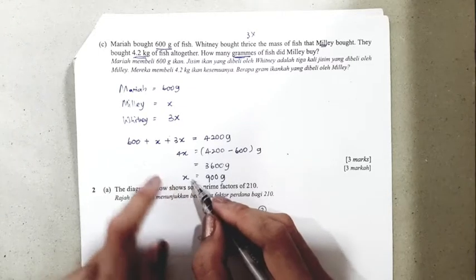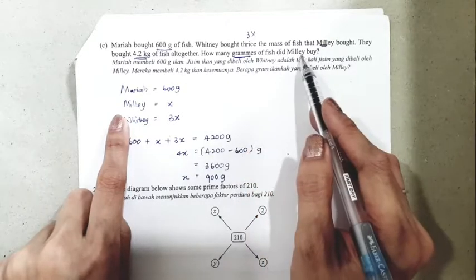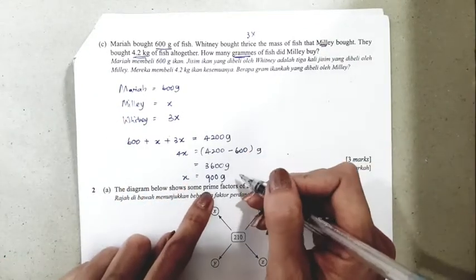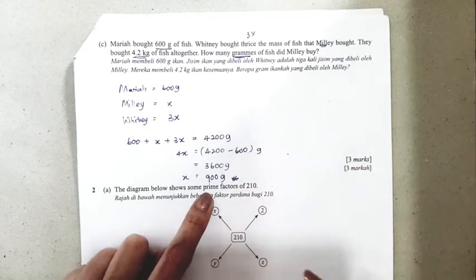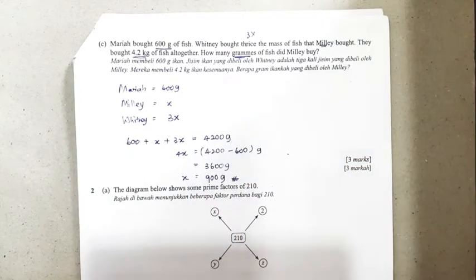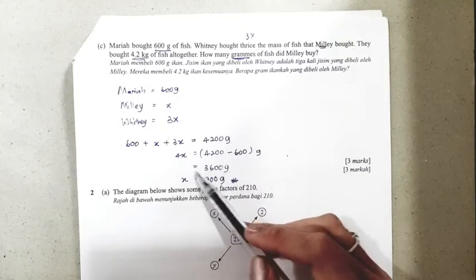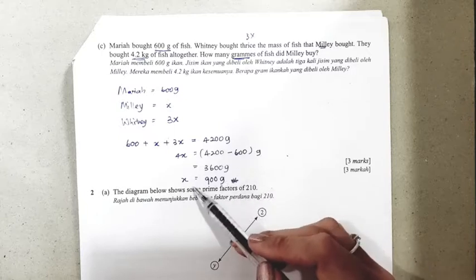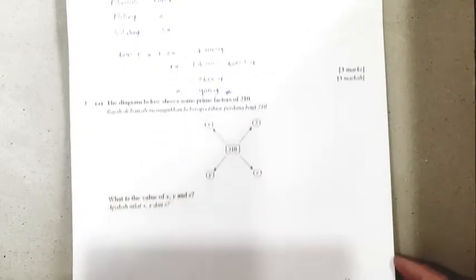So x representing Millie, right? So we have just found the amount that Millie bought, yeah? So 900 gram is our answer. 3 marks. 1 mark for this, 1 mark for 4x equals to 3,600 gram, and then final x equals to 900 gram. Now your units must be correct to get the full marks.